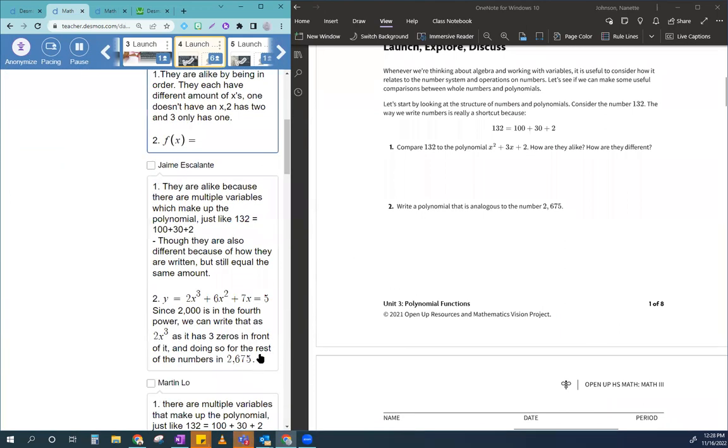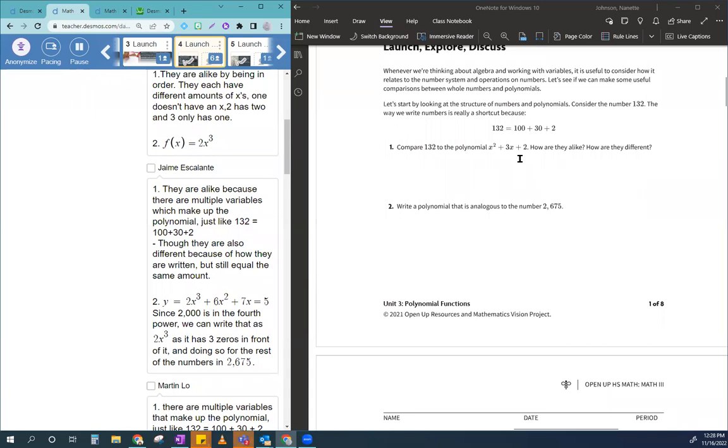Someone else said one more thing that I wanted to share. They're alike because there are multiple terms which make up a polynomial. 132 is 100 plus 30 plus 2, though they are also different because of how they are written, and they're not equal. Very good. So if I had to rewrite it, this is 100, this is 1x squared. This is 3 tens, and this is 3 x's. And this is 2 ones, and this is 2 ones. So that's how they're the same.